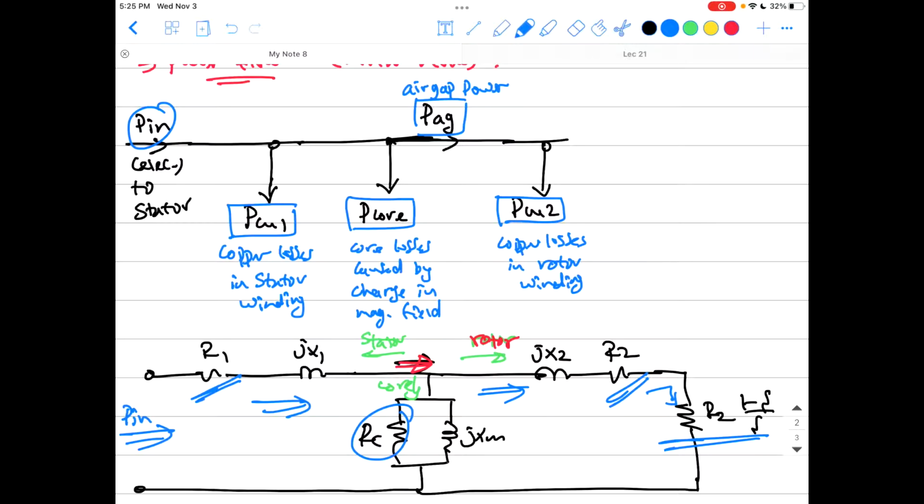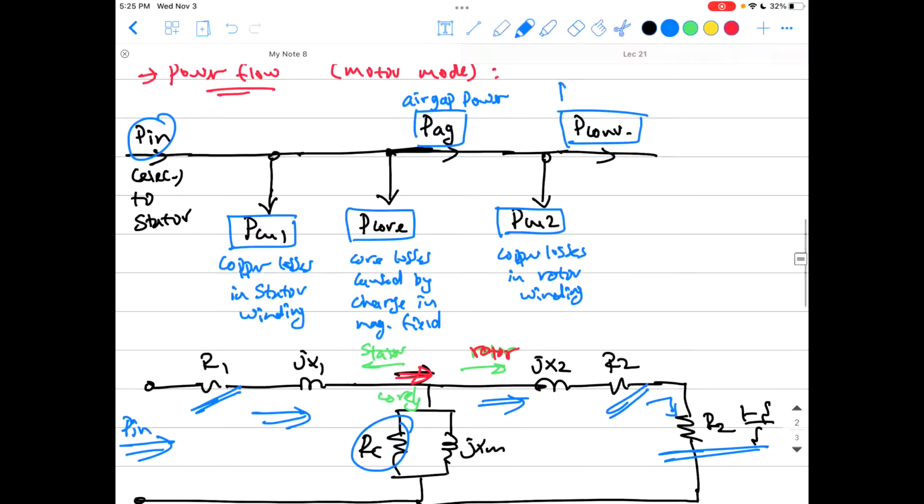That is a representation of the load, and that is why we call this the converted power. Okay, P converted. Actually, we can call it P converted, or P developed, or P mechanical. They are all the same thing. That is the actual power converted inside the machine. That's the power converted from electrical to mechanical to go into the load. So this is the power going to the load.